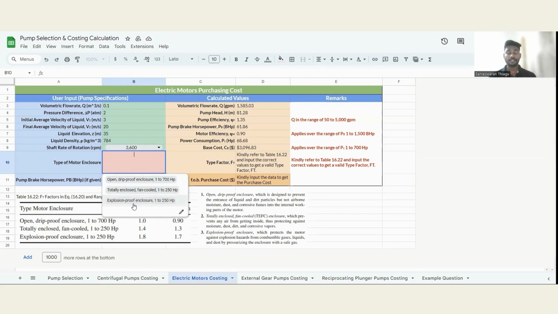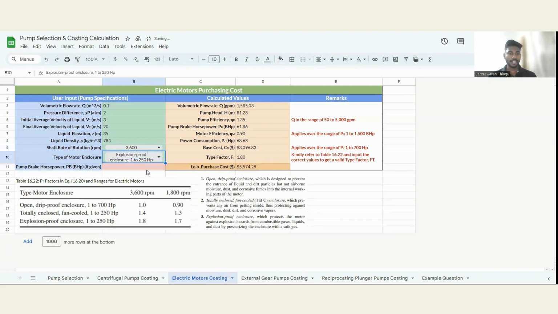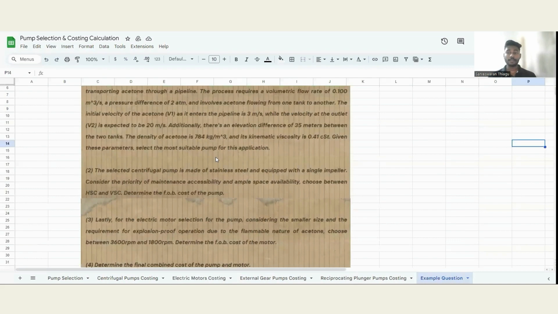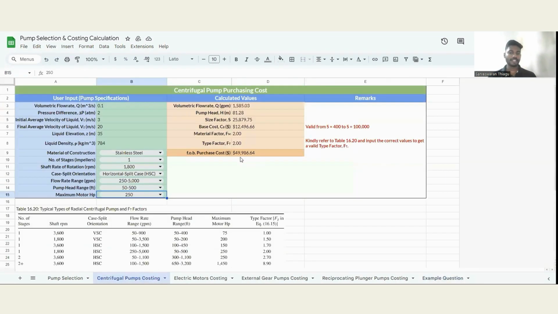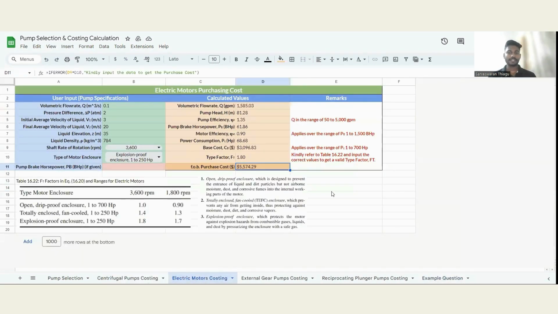Vapor cloud mixture of acetone tends to combust at higher temperatures. And we get the FOB purchase cost of $5,574.29. And lastly, determine the final combined cost. So we just have to add the 49,000 and the 5,500.